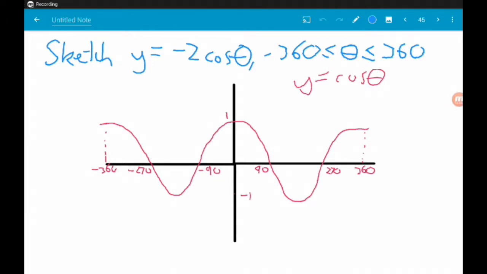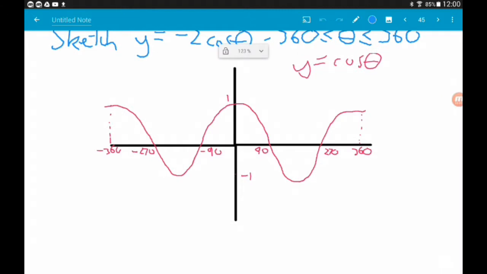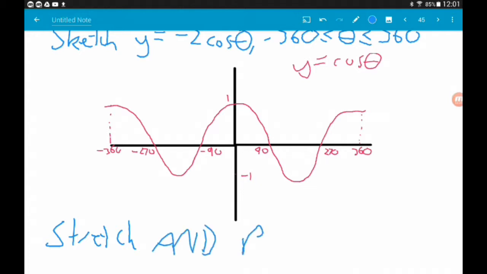Okay, so for our first one, we want to sketch y equals -2 cos theta in our usual interval, -360 to 360. So what type of transformation is this? Well, -2 is multiplying the whole function. So it's a stretch and a reflection in the x-axis.